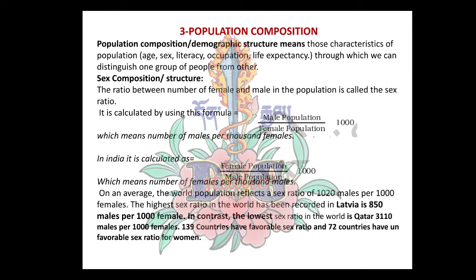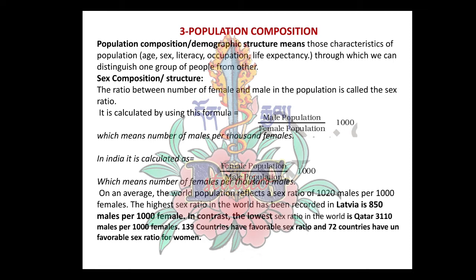The second way of calculating, which is used in India, is the total number of female population divided by the total number of male population, multiplied by 1000. That means how many females there are per 1000 males in a particular country or in India. These are the two ways through which we can find the sex ratio of a particular country. On average, the world sex ratio is 1020 males per 1000 females.